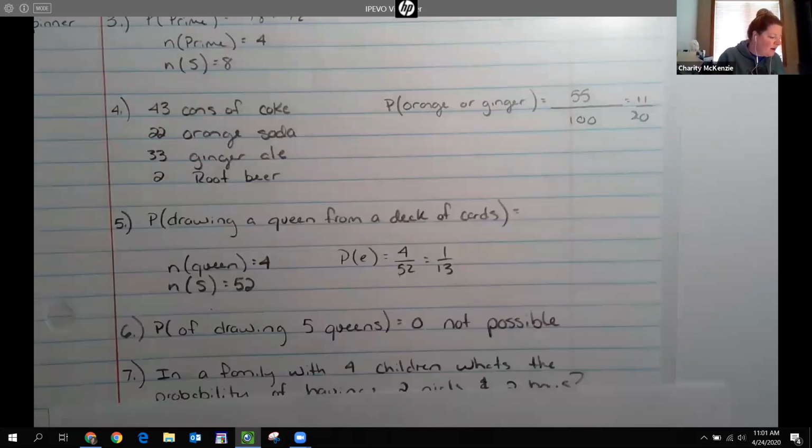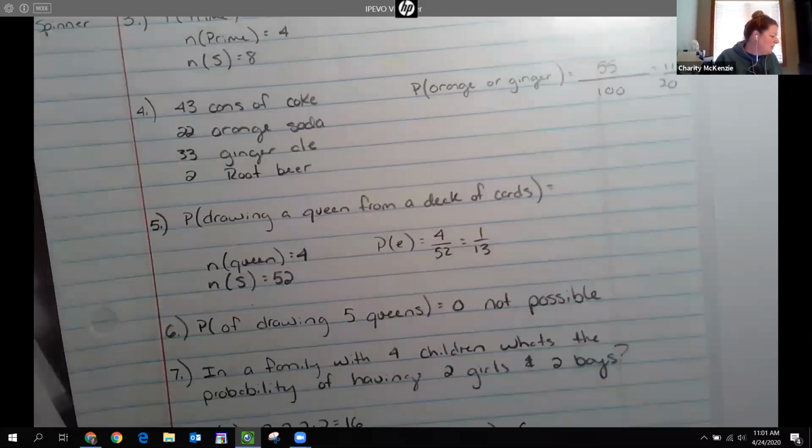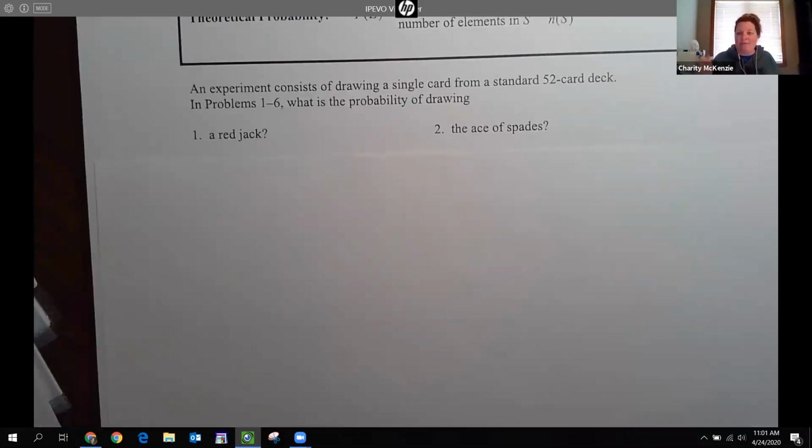Okay, so let me look at this other one that I have with a deck of cards, just because, especially if you don't play cards, they tend to kind of mess people up some. So I'm going to bounce over here and show a couple examples. I don't know what number I'm on. They renumbered now. Okay, so I have a deck of cards.